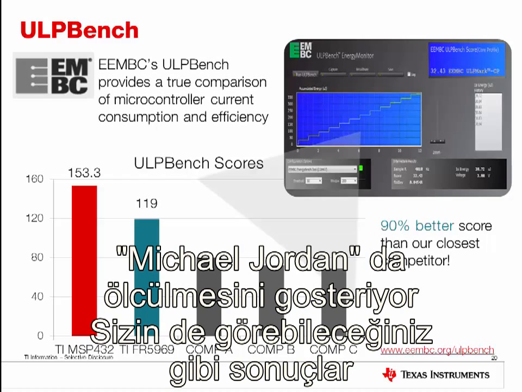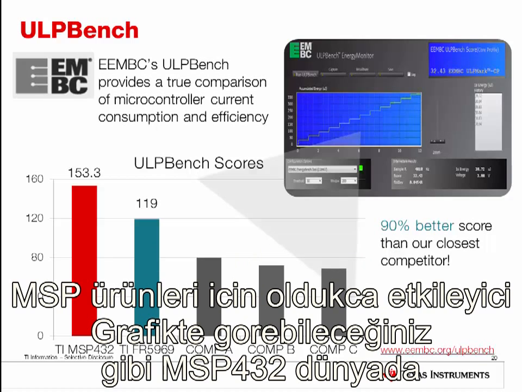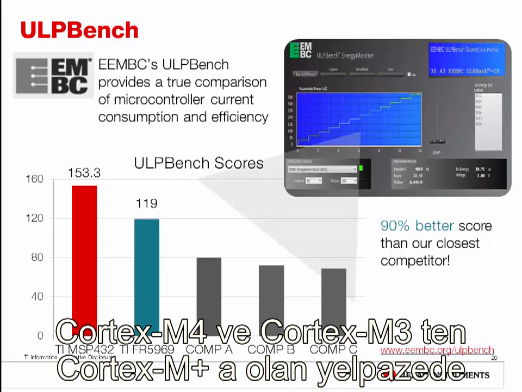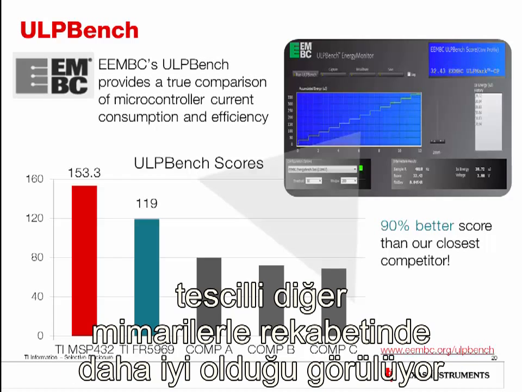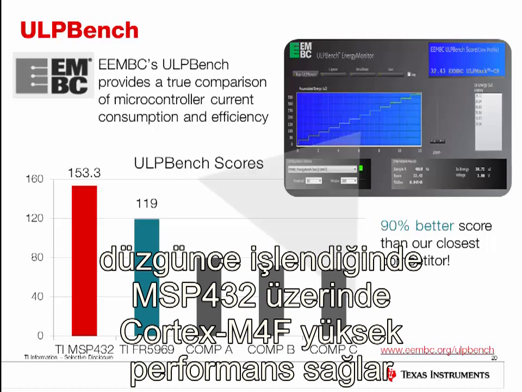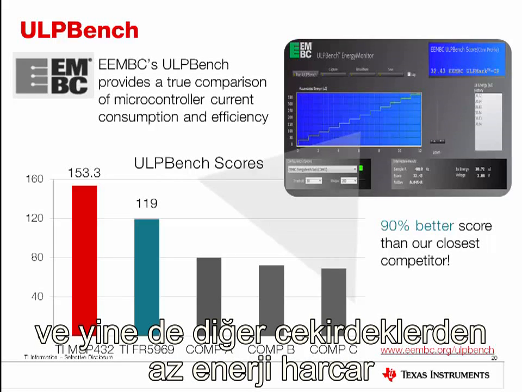As you can see, the result is quite impressive for MSP devices. From the graph, the MSP432 achieves the highest ULPBench score in the world today at 153.3. It is better than competition ranging from Cortex-M4, Cortex-M3, all the way down to Cortex-M0 Plus, as well as other proprietary architectures. This goes to show that performance does not always require more power, and when implemented correctly, a high-performance core such as the Cortex-M4F on MSP432 can still yield lower power than other simplified cores.